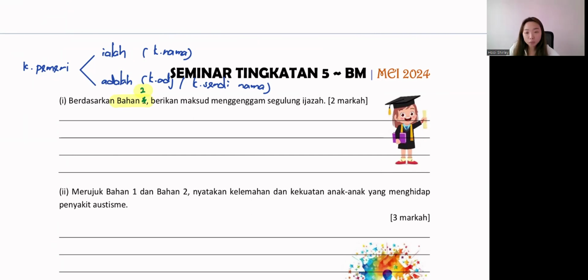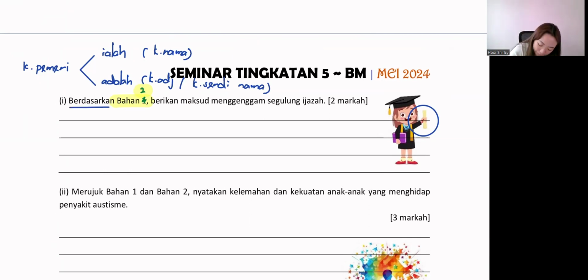Okay, menggenggam segulung ijazah. What is menggenggam? Menggenggam means you hold on to it. So it's like this. Segulung means a roll. Ijazah is degree. So meaning to say you can hold on to a degree cert. It means you already graduated, successfully graduated, passed all the papers, then only you could get a degree cert. So it means menamatkan pengajian di universiti. So menamatkan, imbuhan aktif. So this is kata kerja.